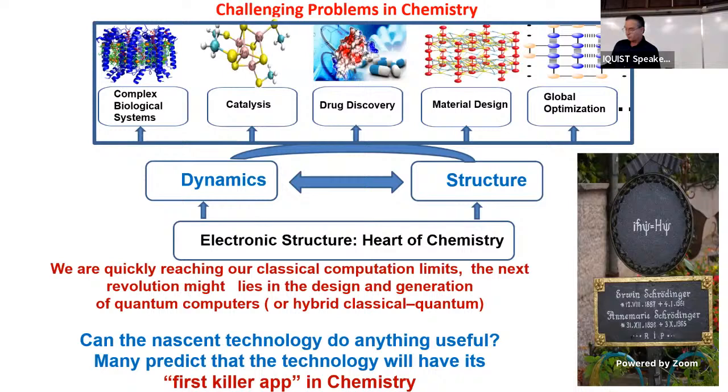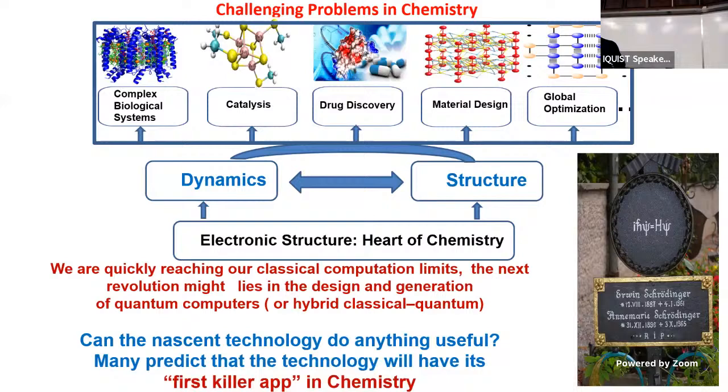And then you ask, okay, what are the problems of interest? If you are in the field, many predict that the technology will have its first killer app in chemistry. So people talk about this revolution of quantum computing to have advantage. You solve one of these big problems in chemistry, and you have so many interesting problems in chemistry, but you can look at the structure and dynamics of complex biological systems, catalysis, drug discovery, material design, global optimization. We have plenty of problems.